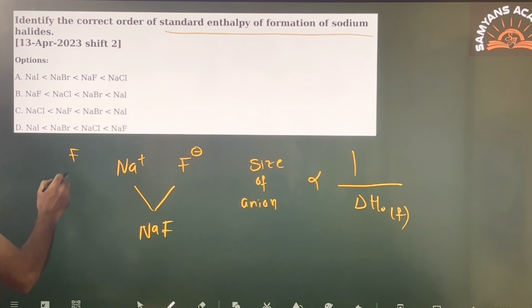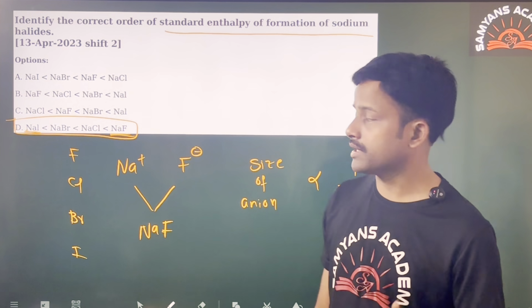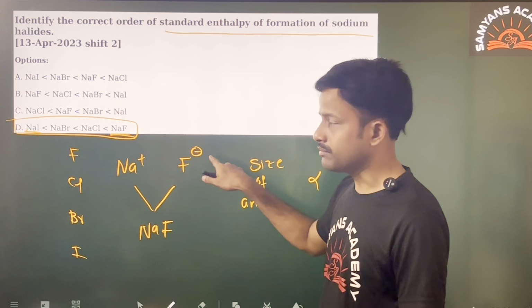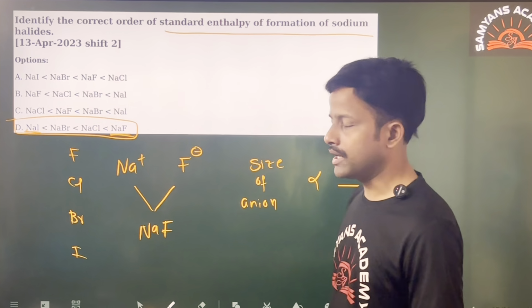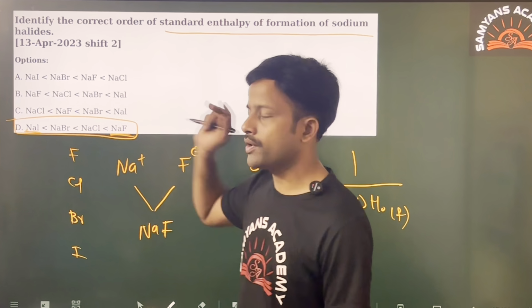Why? Because of fluorine, chlorine, bromine, iodine: as the anion size increases, the enthalpy of formation decreases. Now you see sodium iodide has less energy than sodium fluoride. So which one is the right option here? Answer D is the right option. The size of the anion is inversely proportional to the standard enthalpy of formation. Fluorine size is less, which means it has more enthalpy of formation. Iodine size is more, that's why it has less standard enthalpy of formation.